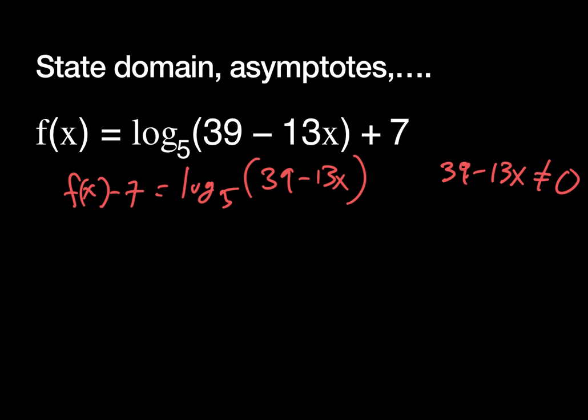Is there anything else that it cannot be? 5 to a power. 5 to any power, whether it be positive, negative, fractional, 5 to the 0 power is 1. But 5 to any power is always positive. So not only is it not 0, it must be greater than 0.